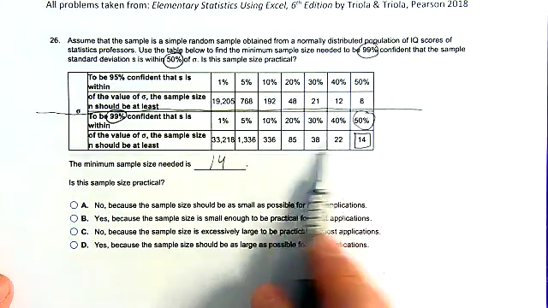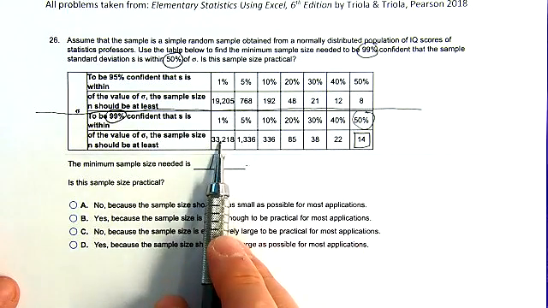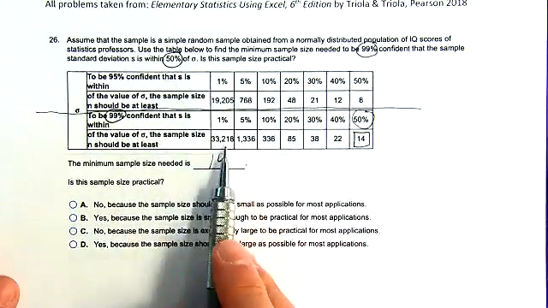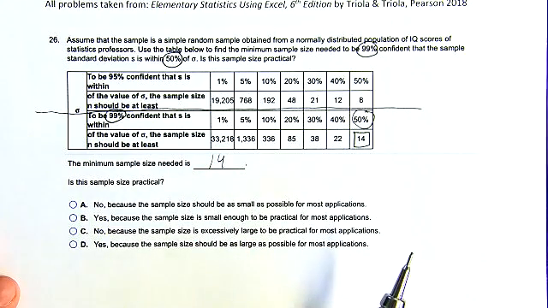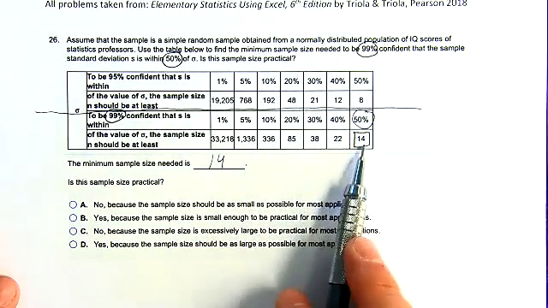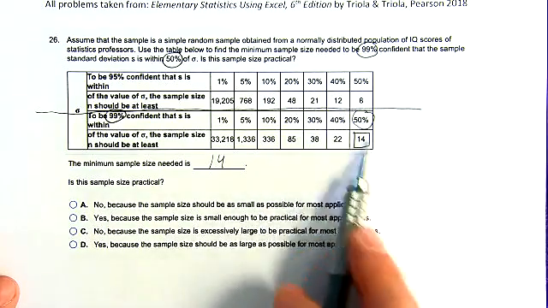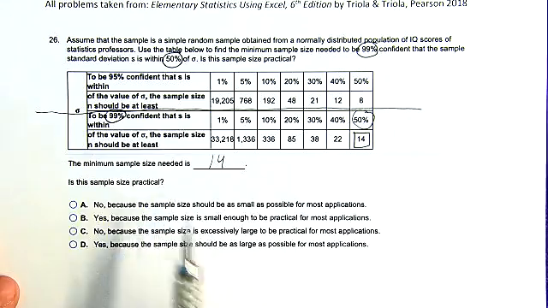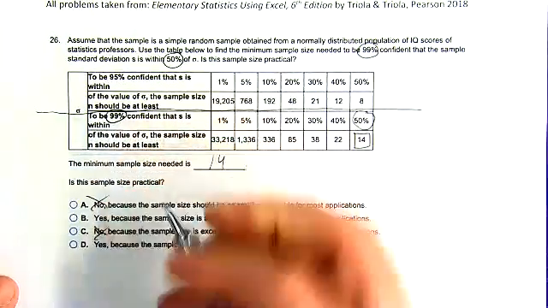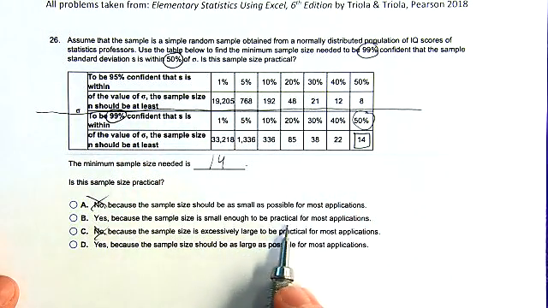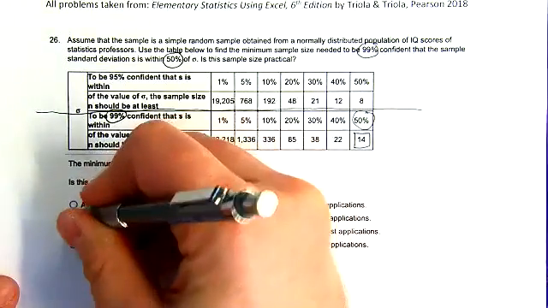Notice how much these numbers grow. If I wanted to be 1% within sigma, I'd have to talk to 33,000 people, which is a huge number. But in this case, is 14 practical? Yeah, that's one of the easier numbers on here to talk to. So is the size practical? Yes, because the sample size is small enough to be practical for most applications. B.